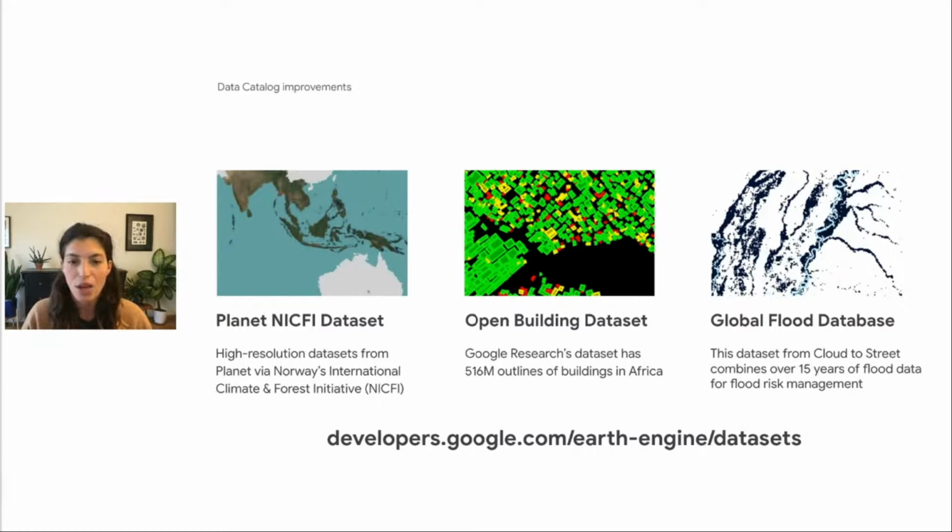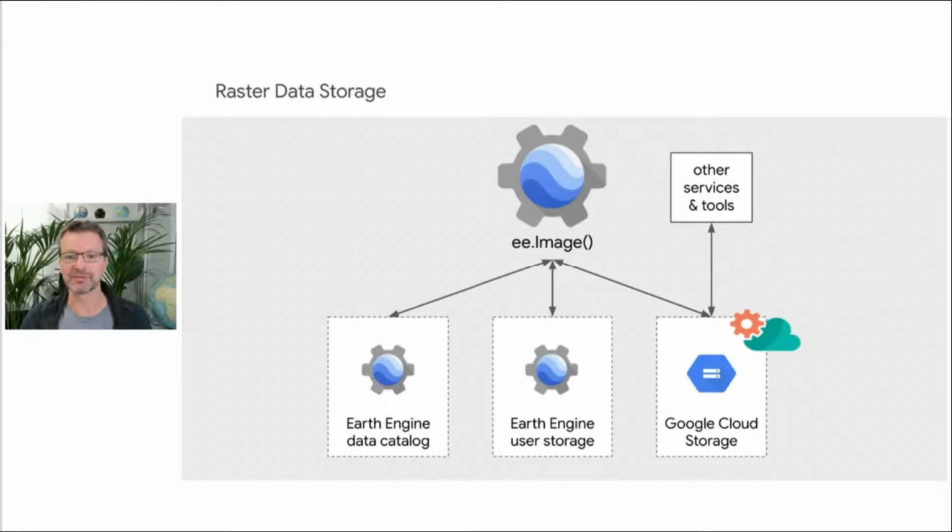To provide developers with an additional scalable option for raster storage, last year at Geo for Good, we introduced the ability to use cloud-optimized GeoTIFFs, or COGs, stored in Google Cloud Storage. This is not only a highly scalable storage option, it provides additional flexibility for hybrid workflows involving other services and tools, such as Google Cloud Services.